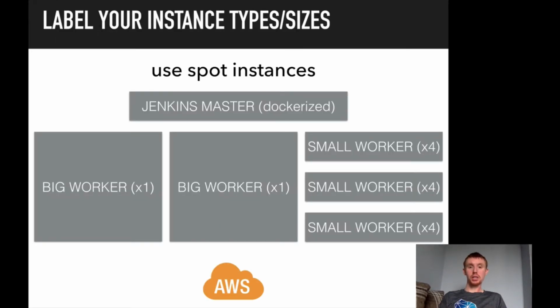I recommend using Spot instances because they're very cheap and cost effective. And I also recommend having different types of instances that you can access using labels in your Jenkinsfiles. With the label, you can target the right type of machine for the right type of job that you're running.